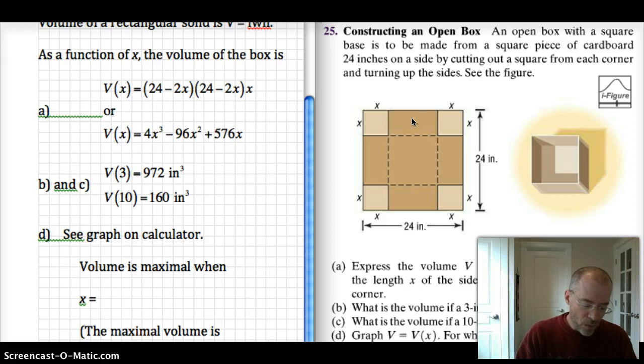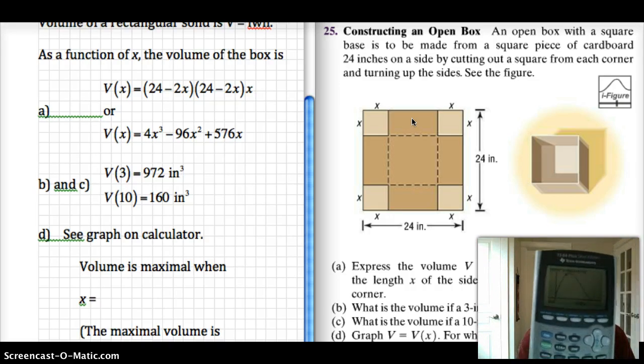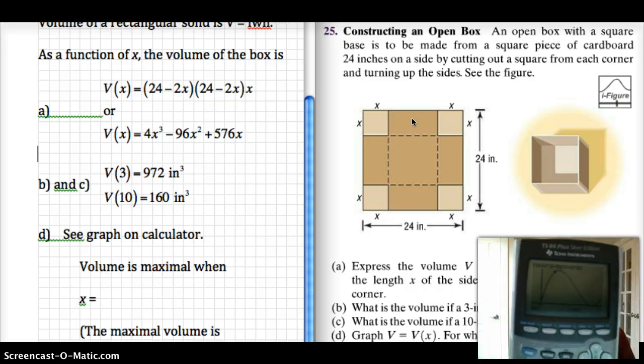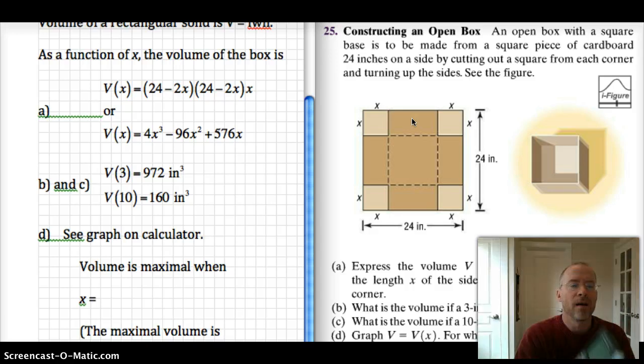Let me, while I'm at it, confirm my earlier solutions. If I press trace and then hit 3 enter, it's going to take the cursor to where x is equal to 3, and I hope I get an output there of 972 cubic inches. Good. And of course I could do this for 10 as well.